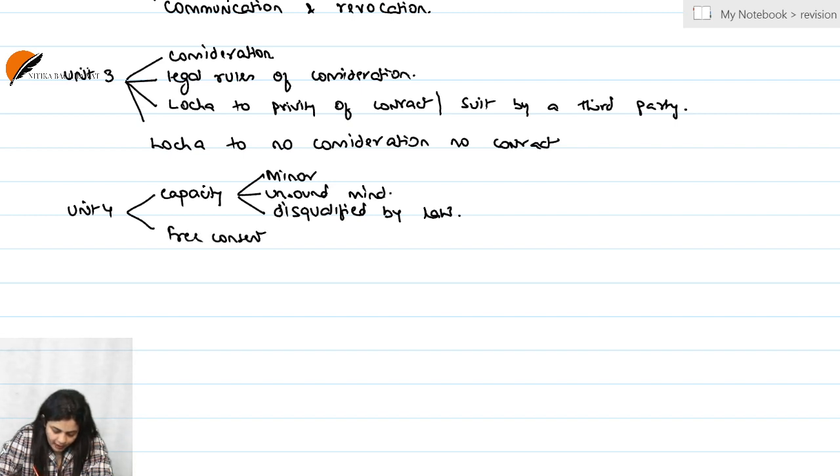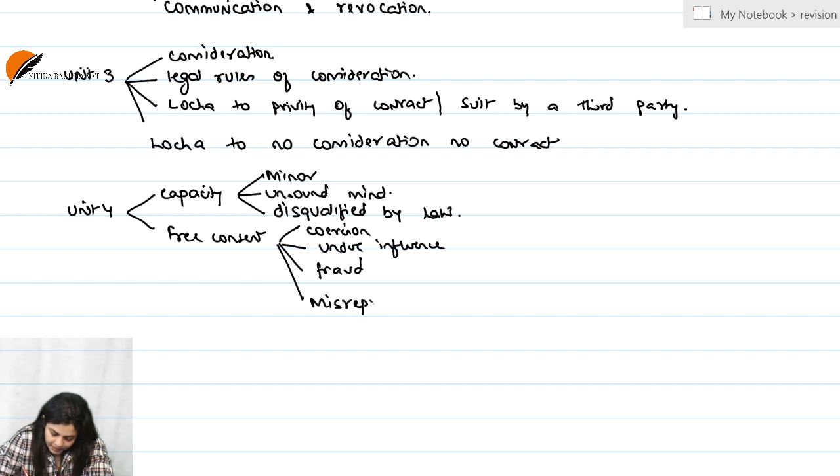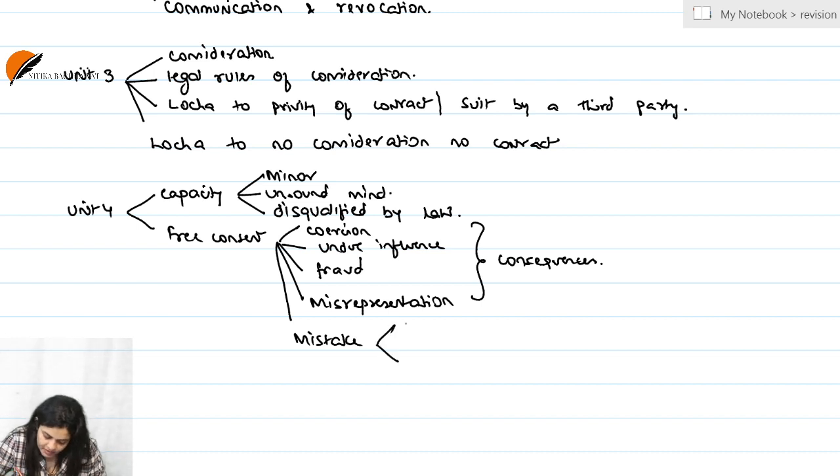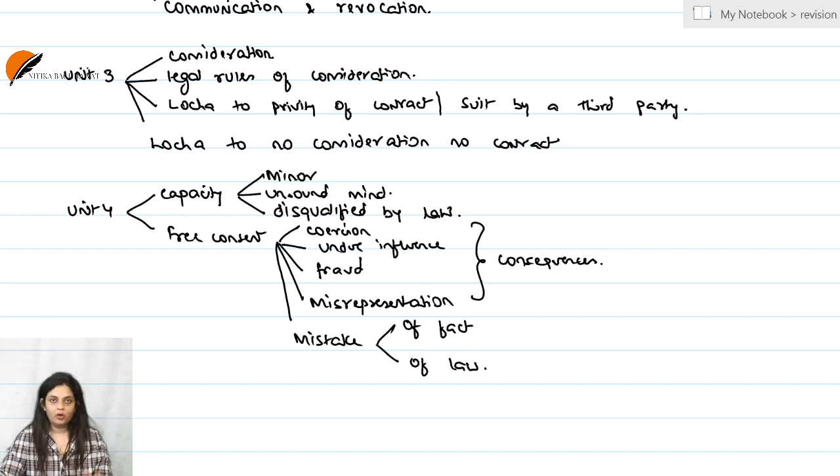Then next was free consent, where we had discussed flaws in consent, which was first coercion, undue influence, fraud, misrepresentation. Then we had done the consequences of all the four. Finally, mistake, which was divided into mistake of fact and mistake of law. Mistake of fact was also divided into two heads, bilateral and unilateral. Mistake of law was Indian law and foreign law.